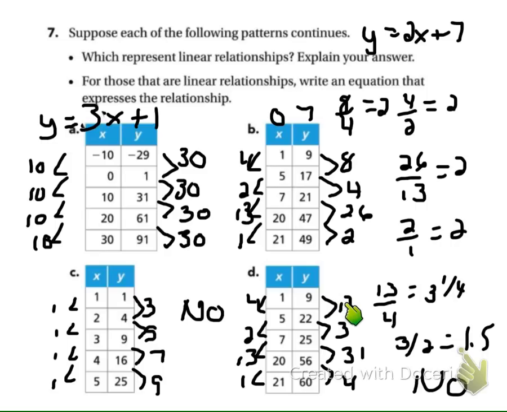Over here, I get 13, 3, 31, 4, and here 4, 2, 13, and 1. When I do 13 divided by 4, I get 3 1/4. When I do 3 divided by 2, I get 1 1/2. Because these aren't the same answers, I know that this is not a linear table, because there would be a constant rate of change if it was linear. So this is not a linear table.